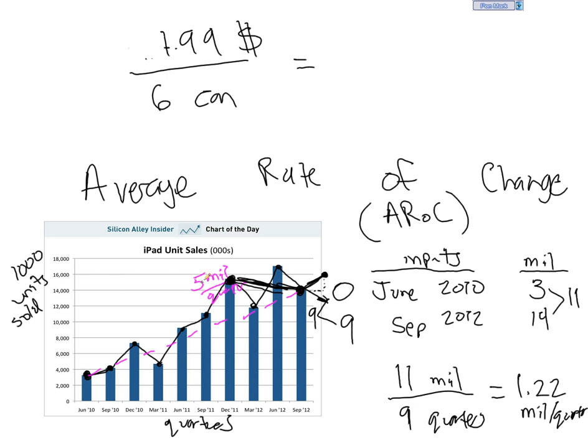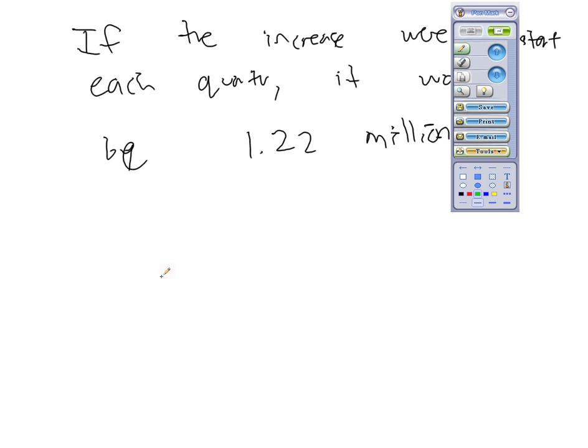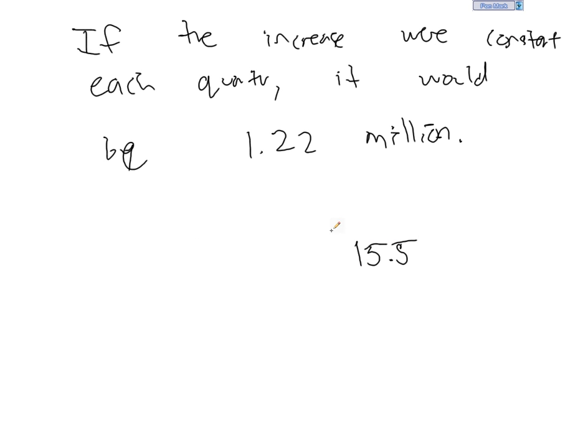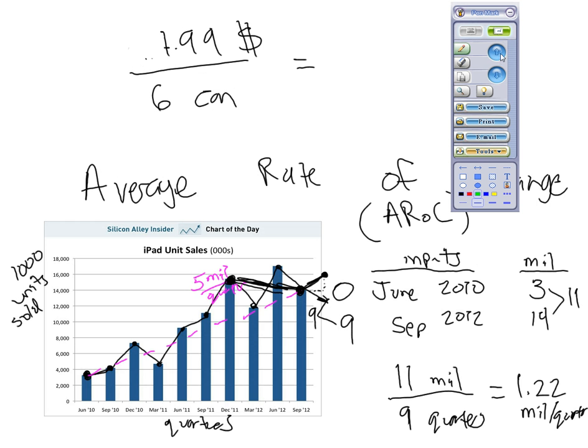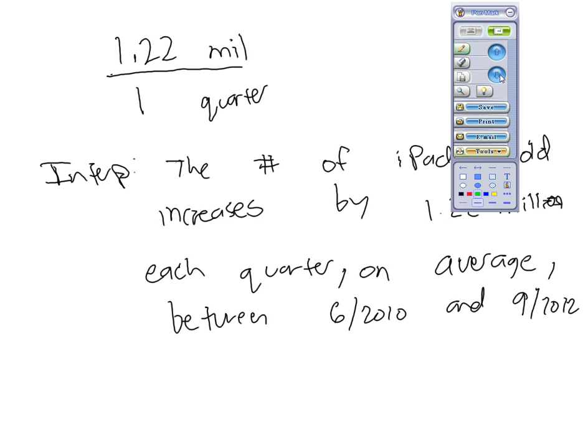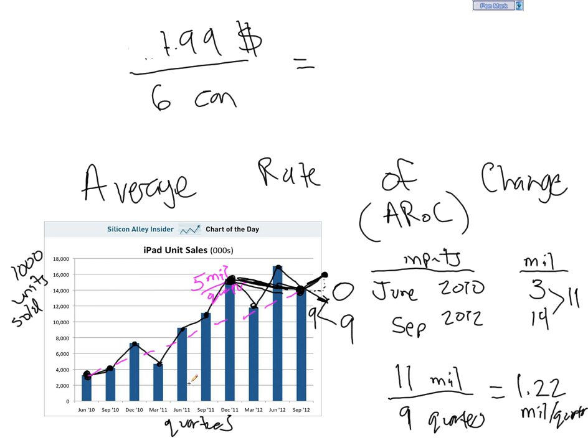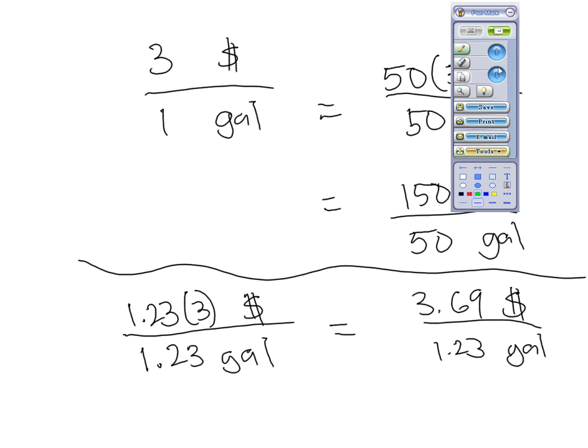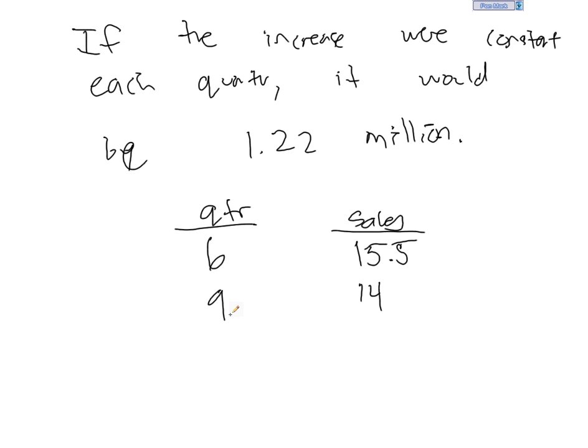So we went from roughly, I'll just make this about 15.5 million, and the quarter was in March 2012. So we'll call that, I guess, from the beginning, 0, 1, 2, 3, 4, 5, 6, the sixth quarter, sorry, December 2011. And then in the ninth quarter, September 2012, the sales were, there were 14 million iPads sold that quarter.